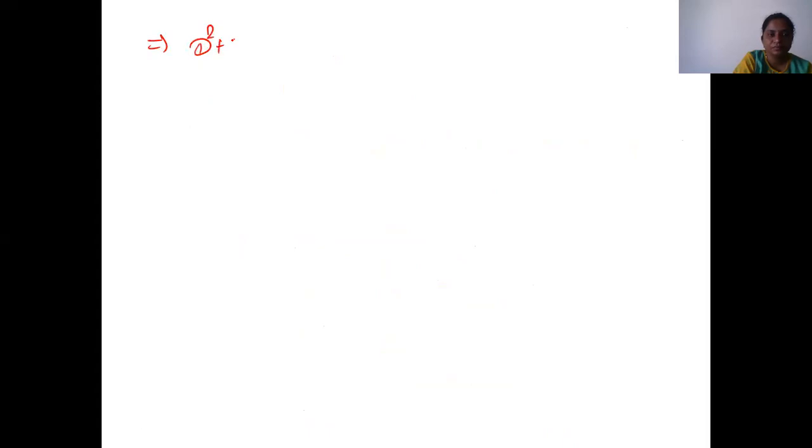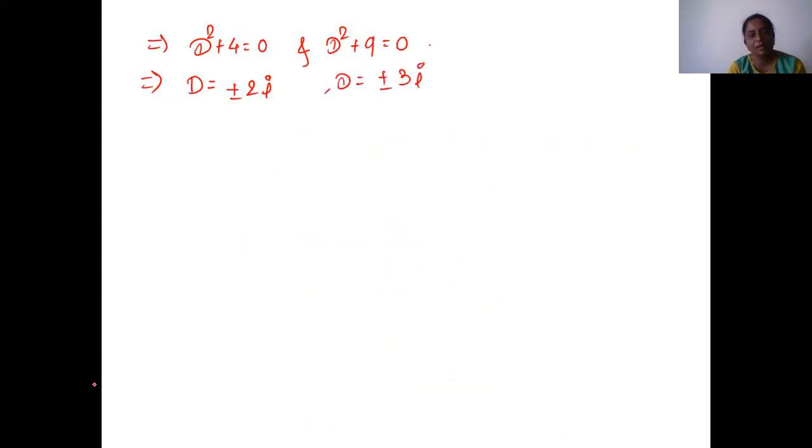And D square plus 9 equal to 0. And now solve for D. We get D. Solve this. Tell me the answer. Plus or minus 2i. Yes, very good. And D is plus minus 3i. Everyone is getting 3i. Correct.